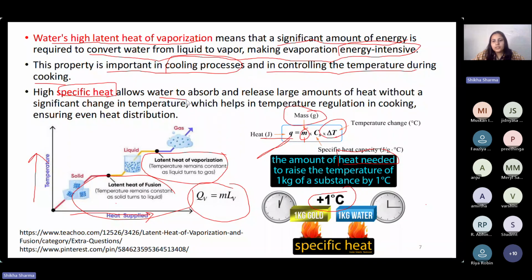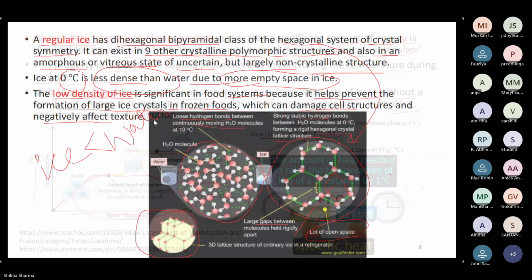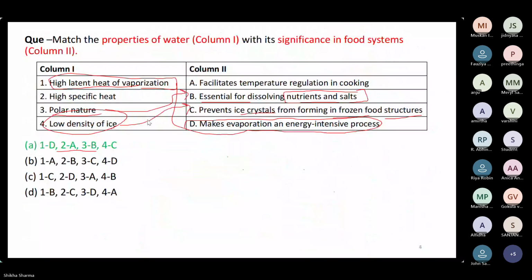So specific heat basically allows water to absorb and release a large amount of heat without a significant change in temperature, which helps in temperature regulation in cooking, ensuring that there is even distribution of the heat. So in this question, high specific heat is related to facilitating temperature regulation in cooking. So option A is correct here.